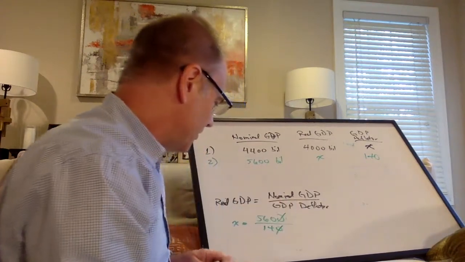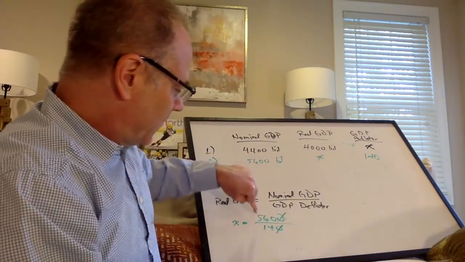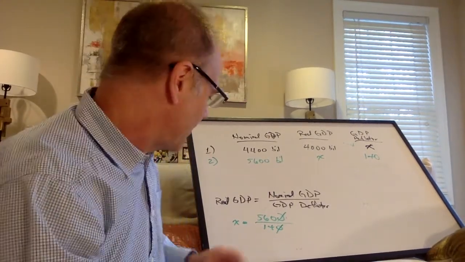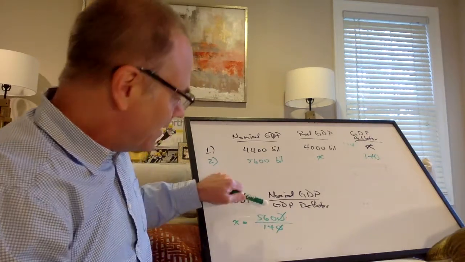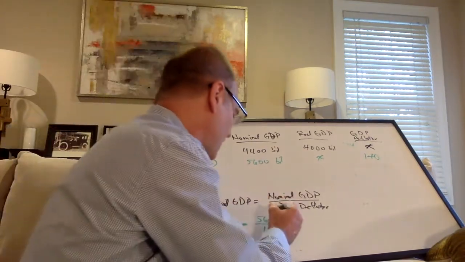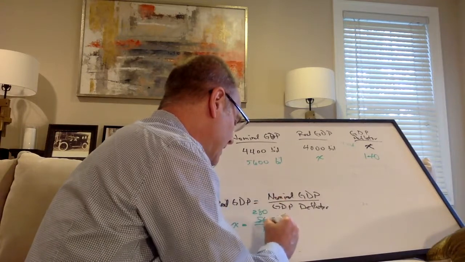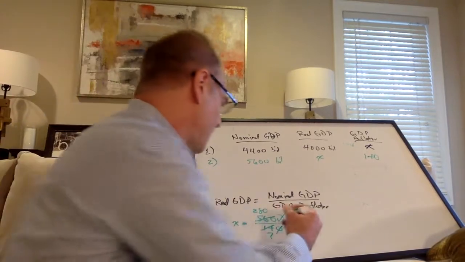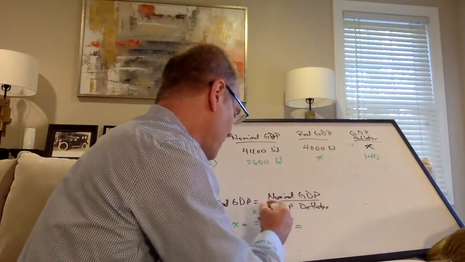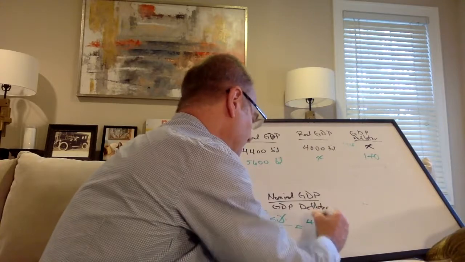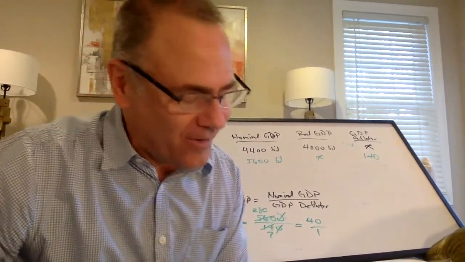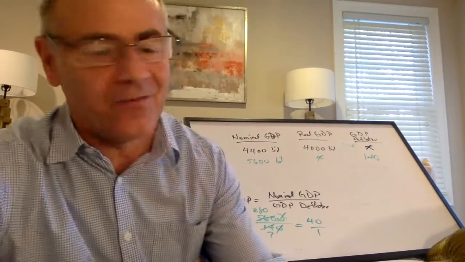Okay, let's simplify that. The zeros cancel. 560 divided by 14. I can't remember the rule from ninth grade math, but we can divide numerator and denominator both by 2. We're going to get 280 divided by 7. Let's divide numerator and denominator by 7. That's going to give us 40 divided by 1. Okay, X equals 40 in this case. It's a little bit harder if you don't have a calculator. This is a little tough.